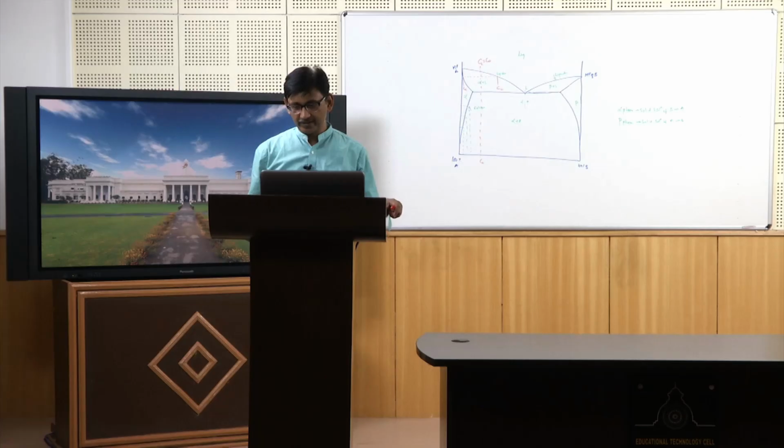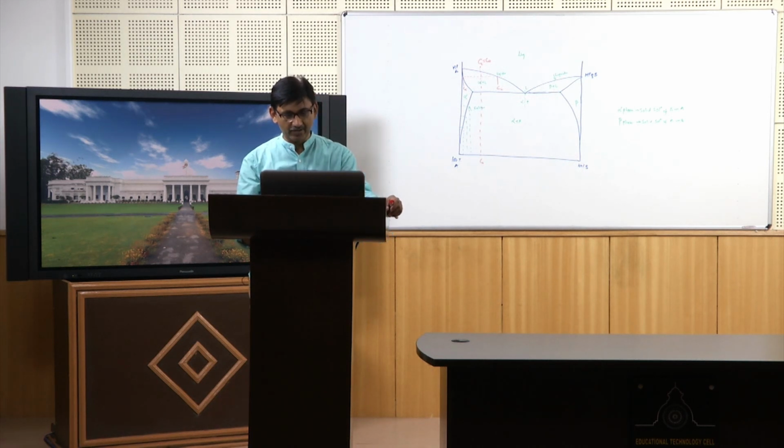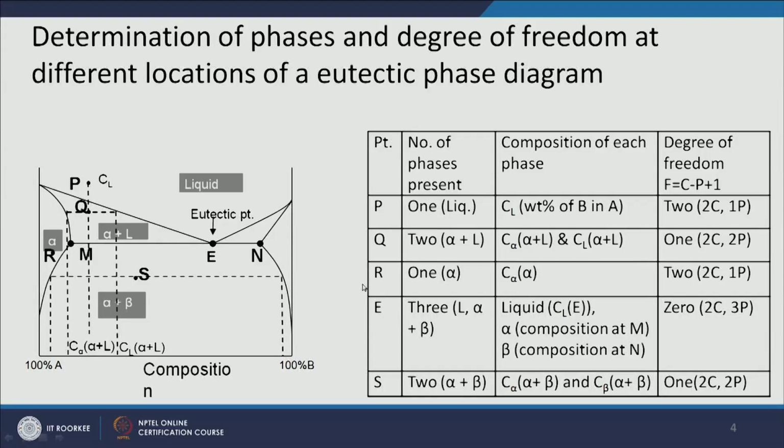The degree of freedom here is 1. Either I can change temperature or I can change the composition at a particular location. Point R is in the alpha phase. You have one single phase alpha, the composition of that phase will be equal to C alpha, and the degree of freedom will be 2.